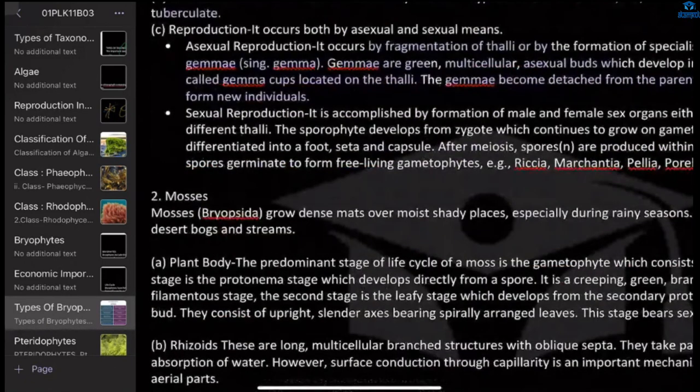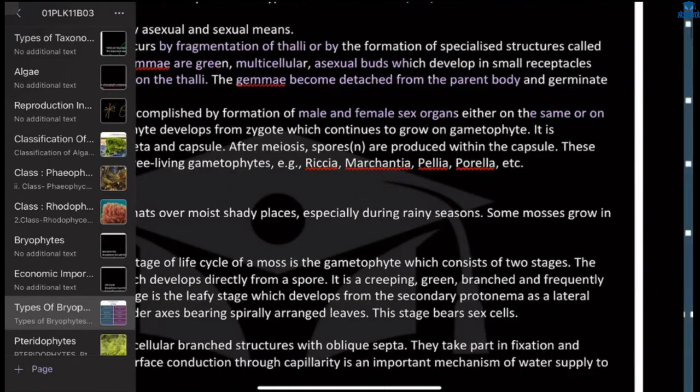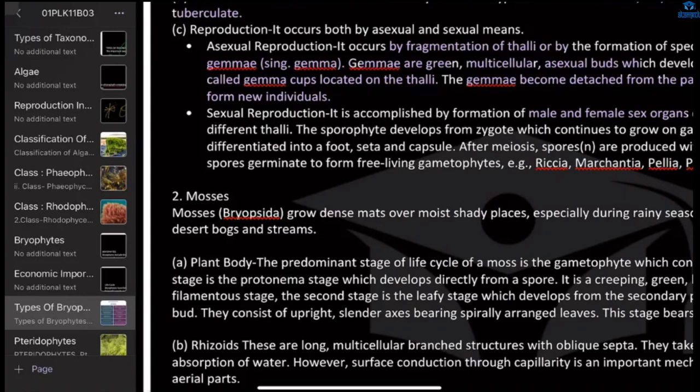Okay. Now sexual reproduction is accomplished by the formation of male and female sex organs either on the same plant or on different plants. Same plant कहाँ पे है? रिक्सिया में. Same कहाँ पे मिलते हैं? रिक्सिया में. And different कहाँ पे मिलेंगे? Same plant will be found in Riccia and different will be found in Marchantia. Different where? Marchantia. Okay. Now another one is, different thalli.